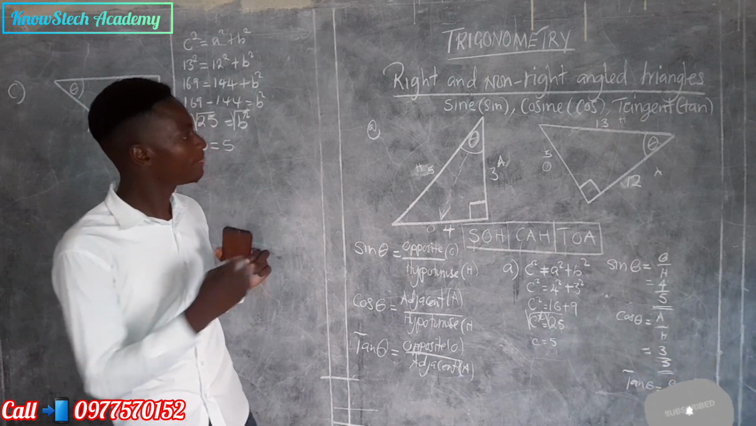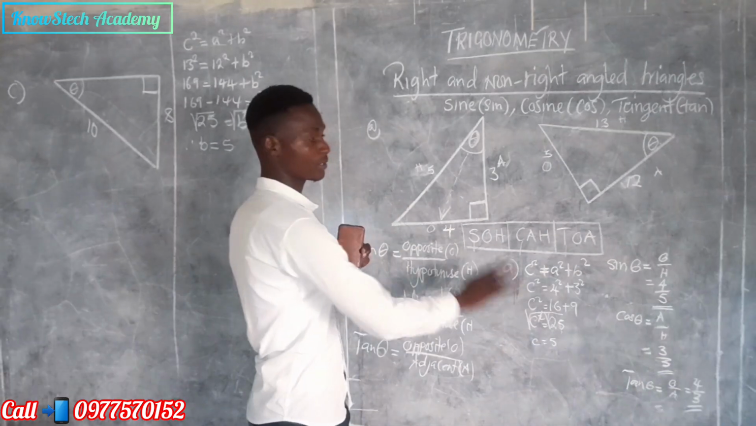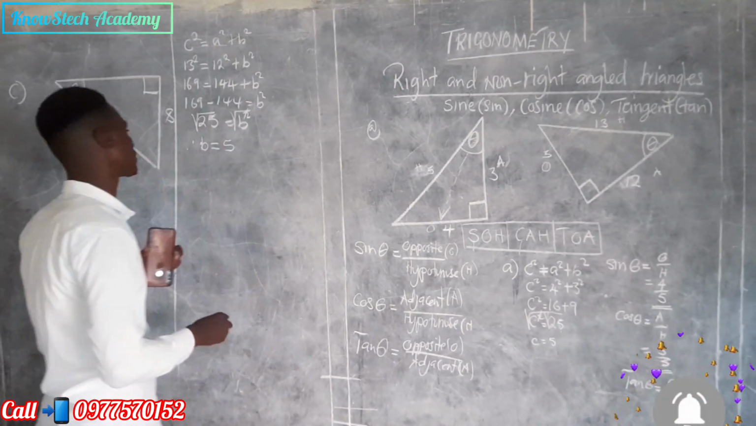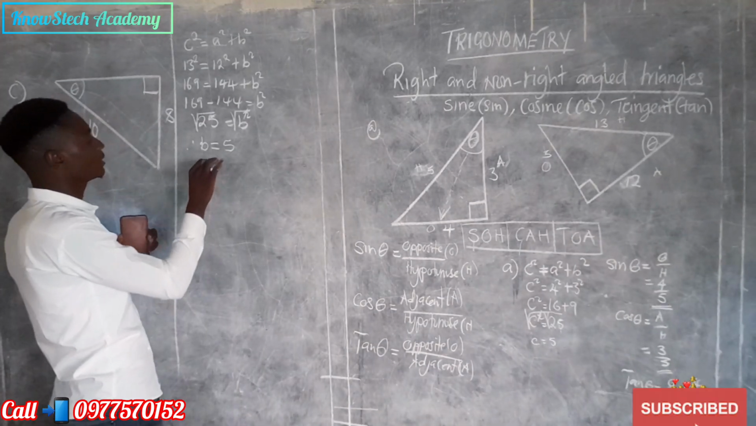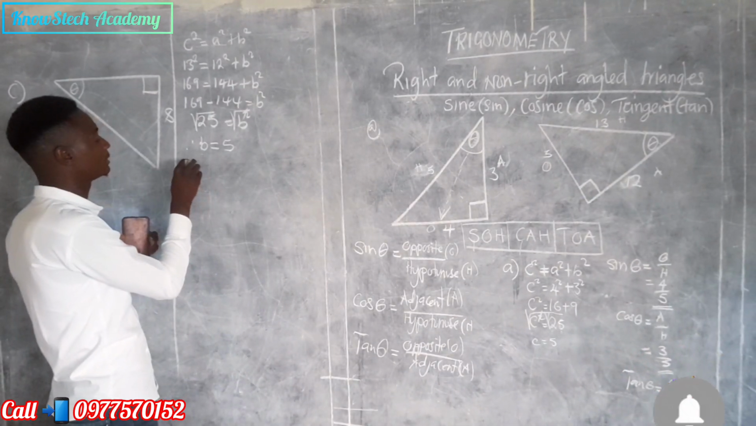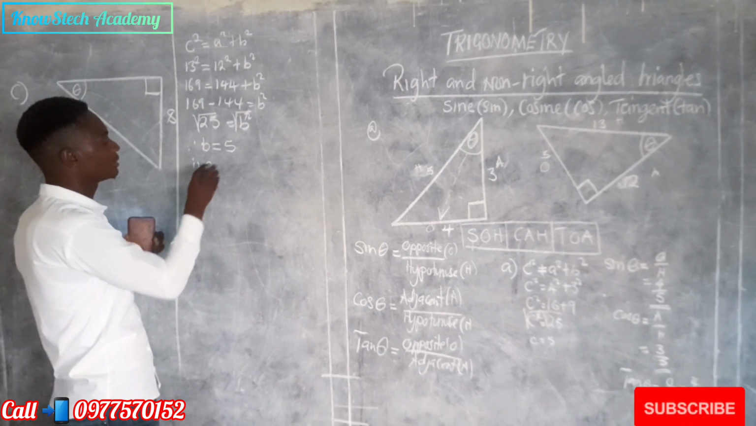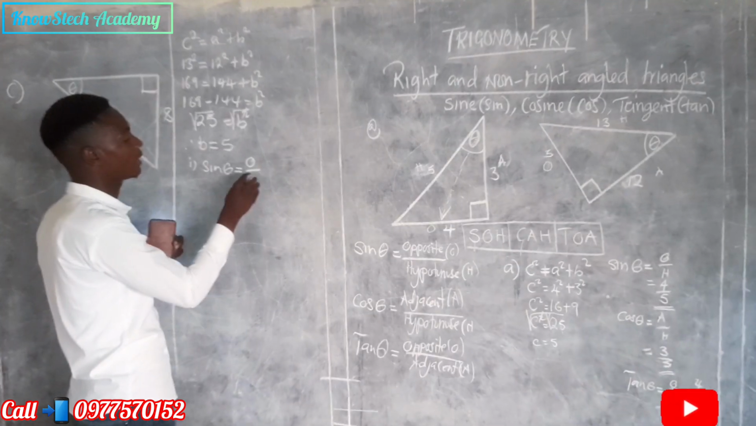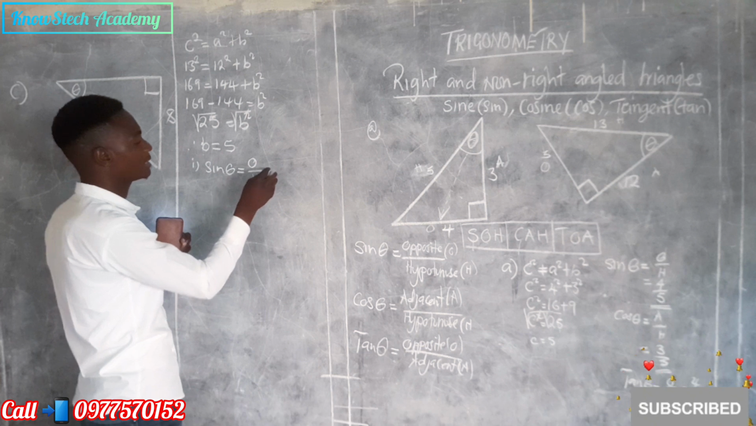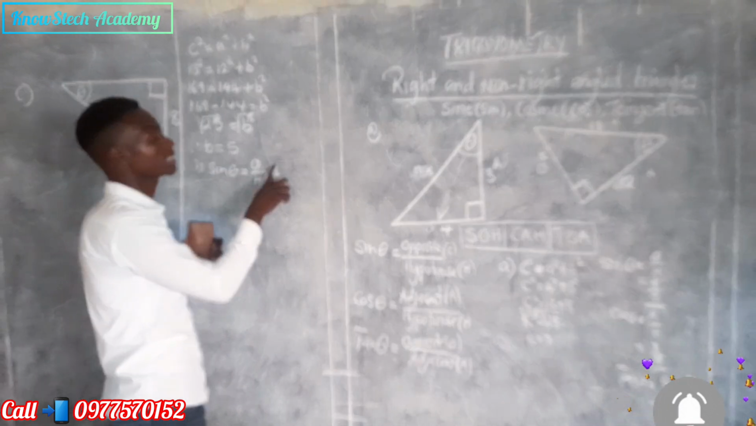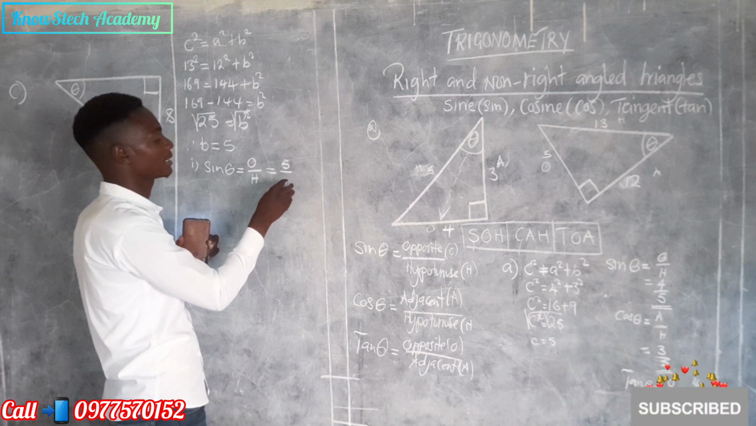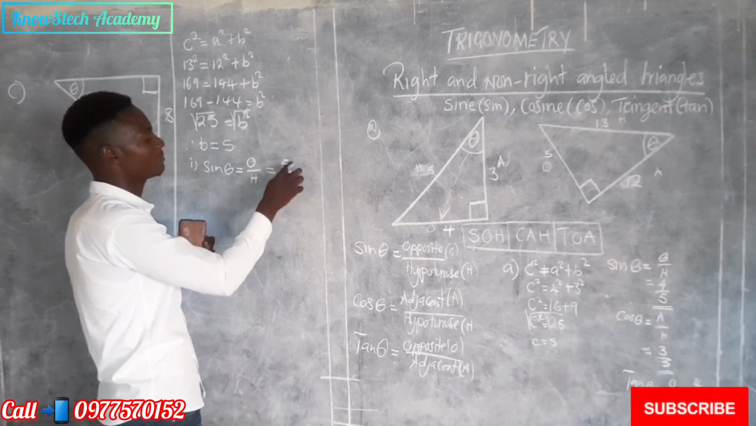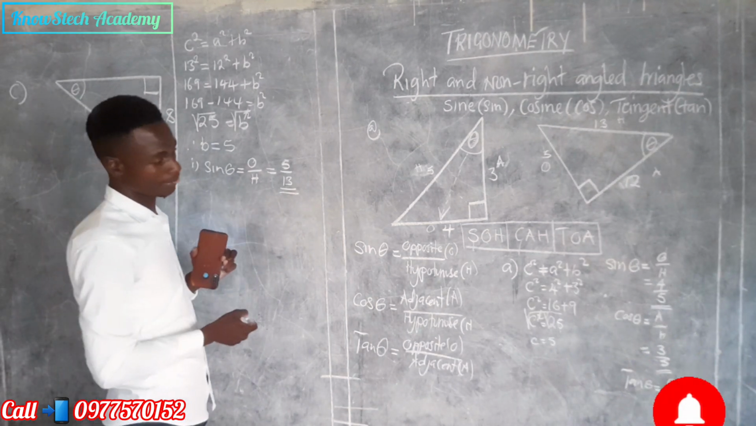Then we can find all the trig ratios. These are called trig ratios, or trigonometric ratios. Number 1 is sine. What is the formula for sine? Sin theta is opposite over hypotenuse. You are intelligent. What is the value of the opposite? 5. Hypotenuse? 13. Yes, 13. If it can be reduced, reduce.